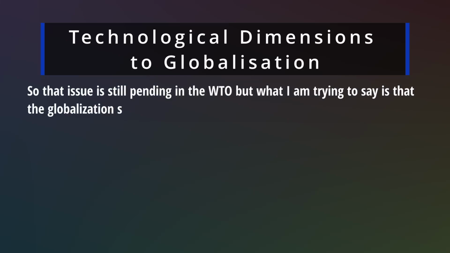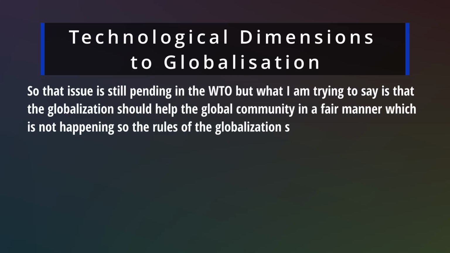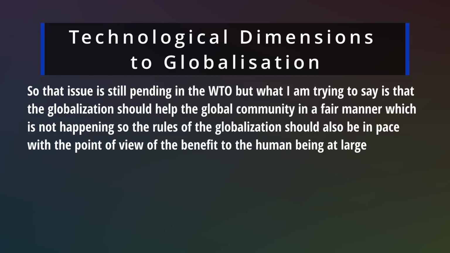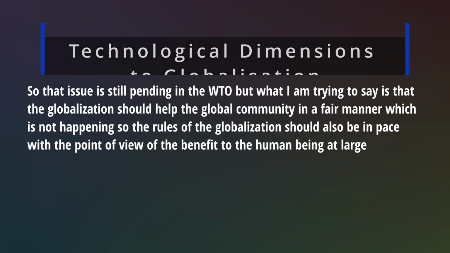But what I'm trying to say is that globalization should help the global community in a fair manner, which is not happening. The rules of globalization should also keep pace with the benefit to human beings at large. So, on the one hand, globalization is creating more and more monopoly.